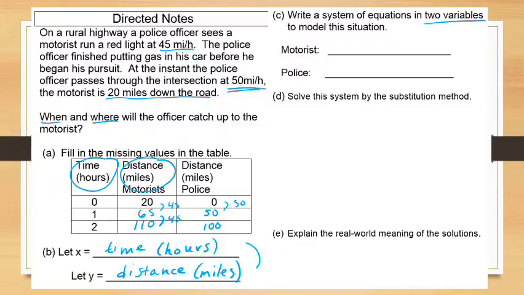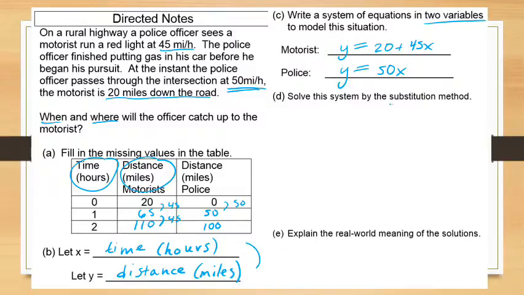So the motorist, we're going to set up an equation, y, the distance of the motorist, equals, the motorist is starting at 20, and they're adding 45 miles per hour, so 45 times x. The police officer, y, their distance equals, they don't have a starting value because they're going to just be starting from when they fill up the gas tank, 50x, so 50 miles per hour.